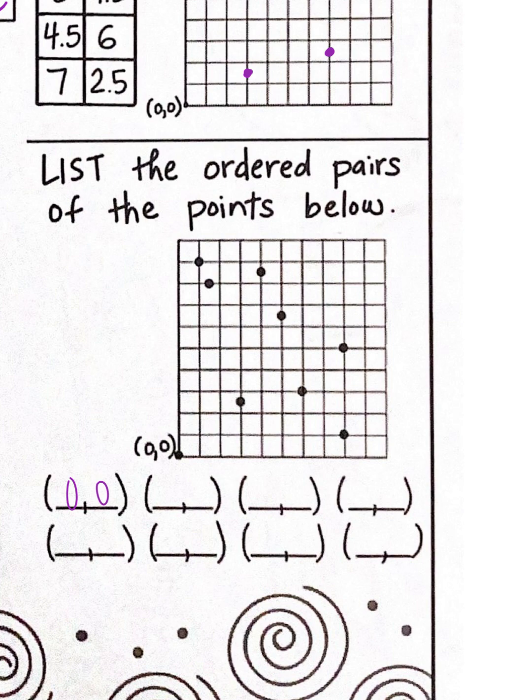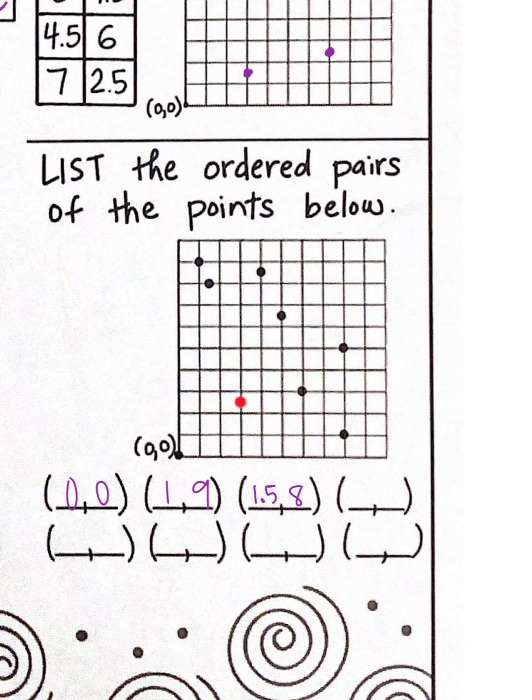Then we're going to do this one up here. So we go over 1, up 9. So that's going to be 1, comma 9. What about this one? 1.5 over, up 8. Does everybody understand why? I go over 1, halfway to the next point, and then all the way up to 8. So 1.5, 8. Okay, all the way down here.